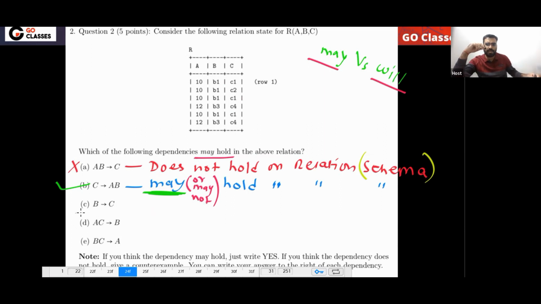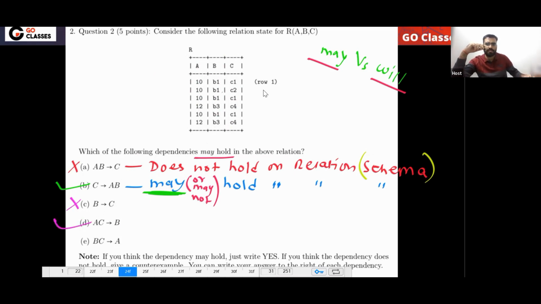What about the next? B determining C. It does not hold. Yes or no? It necessarily does not hold. What about AC determining B? Looking at the values, this may hold.